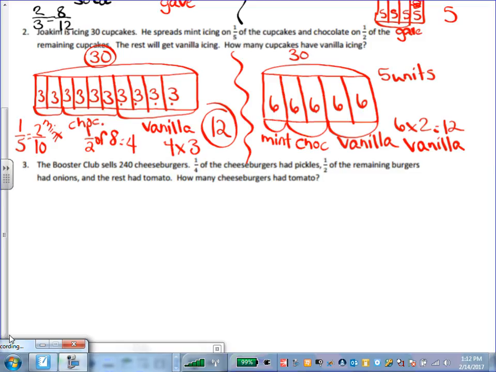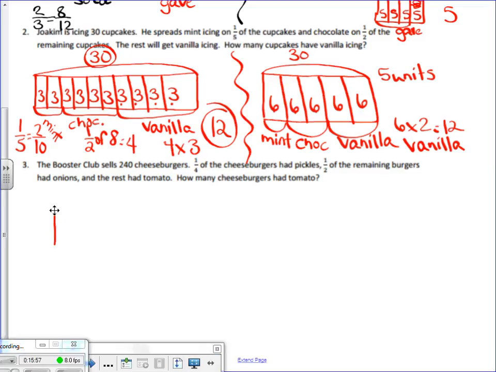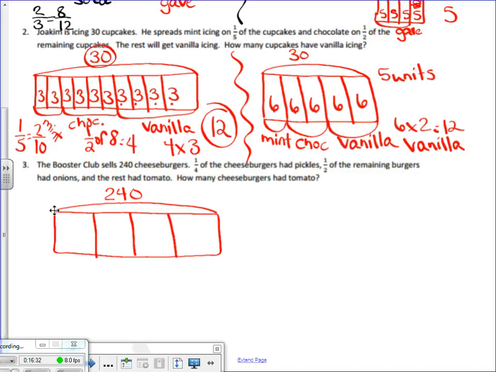So, on your tape diagram. Now this one gets a little bit difficult because it doesn't exactly go in evenly in one spot. But if you have 240 cheeseburgers, I'm going to do it like we did over here on the right. I'm going to do it into fourths. 1, 2, 3, 4. 1/4 of the cheeseburgers had pickles.